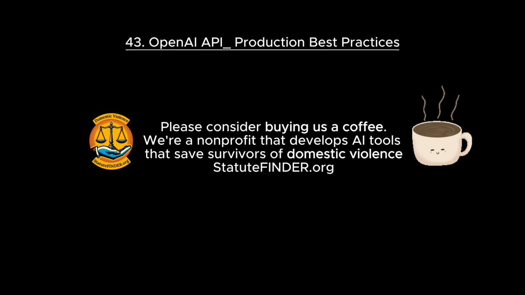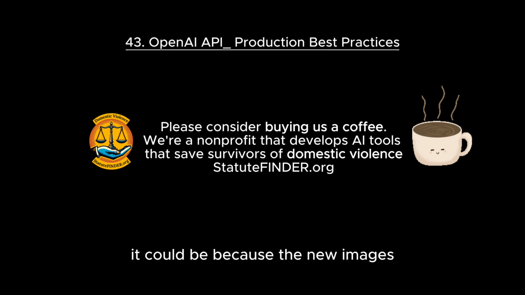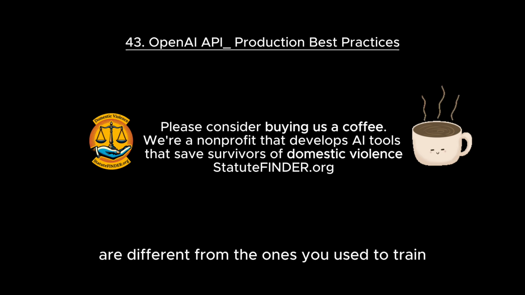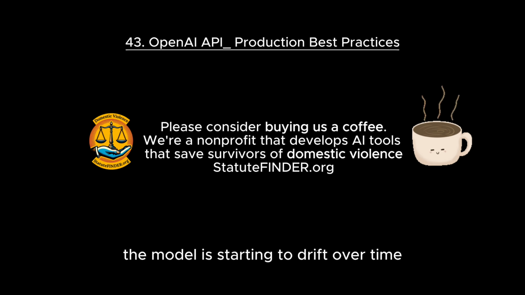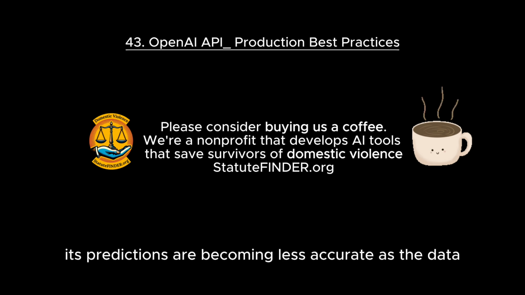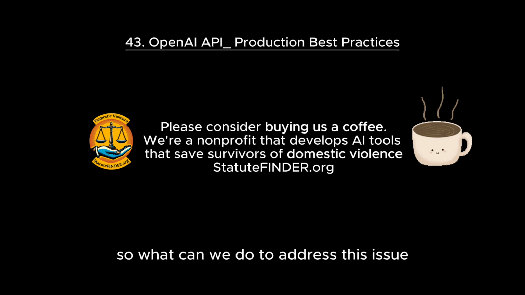Oh, that would be a problem. Why would the model's performance change like that? It could be because the new images your users are uploading are different from the ones you used to train the model. Or it could be that the model is starting to drift over time, meaning its predictions are becoming less accurate as the data it's seeing changes. Okay, so what can we do to address this issue?